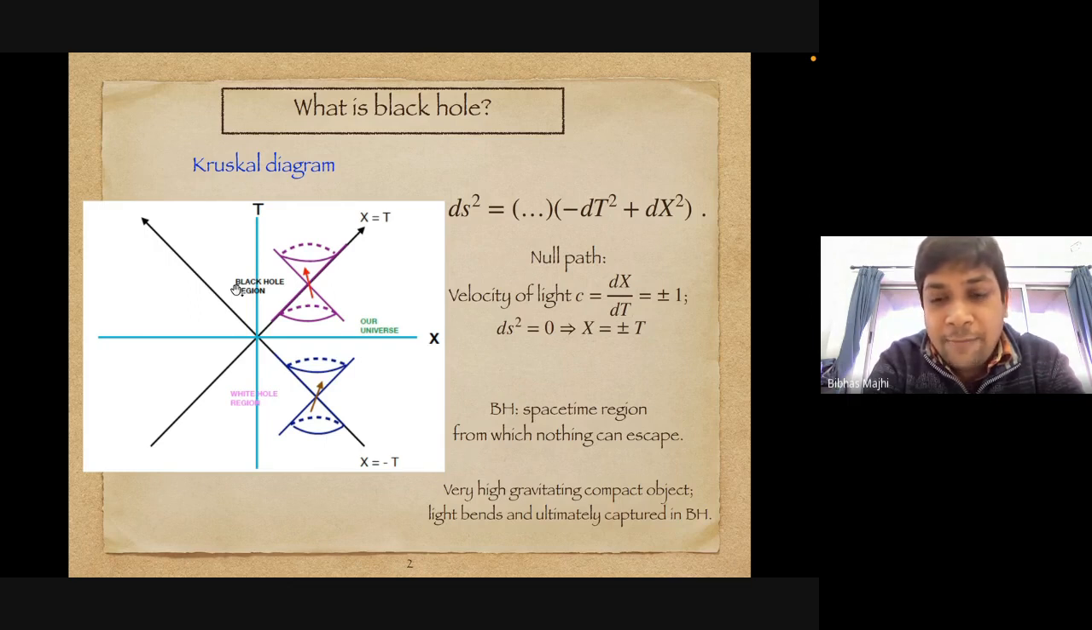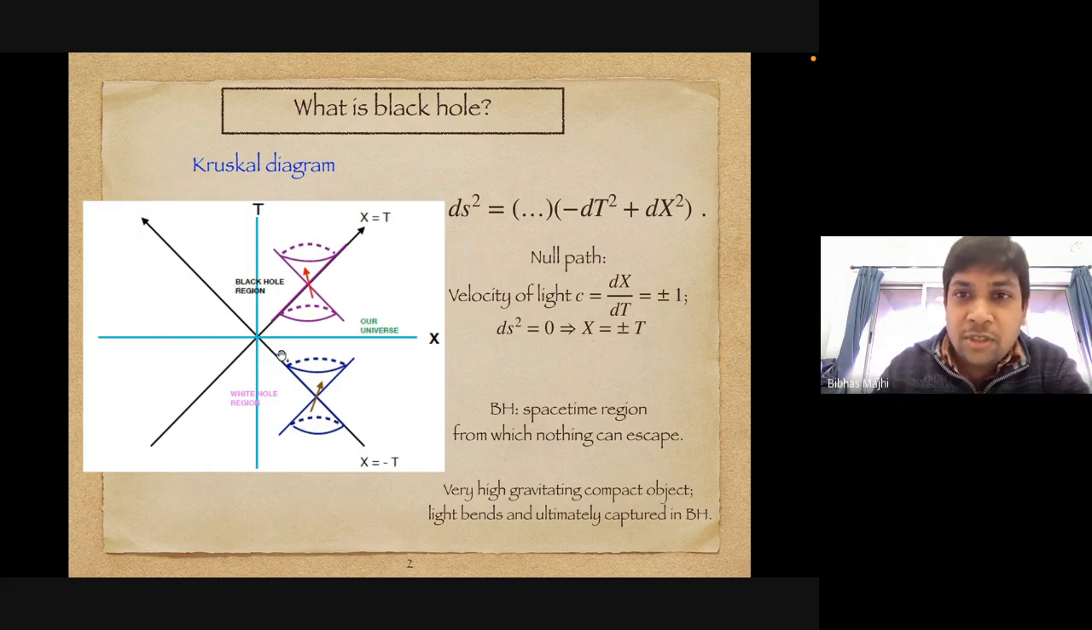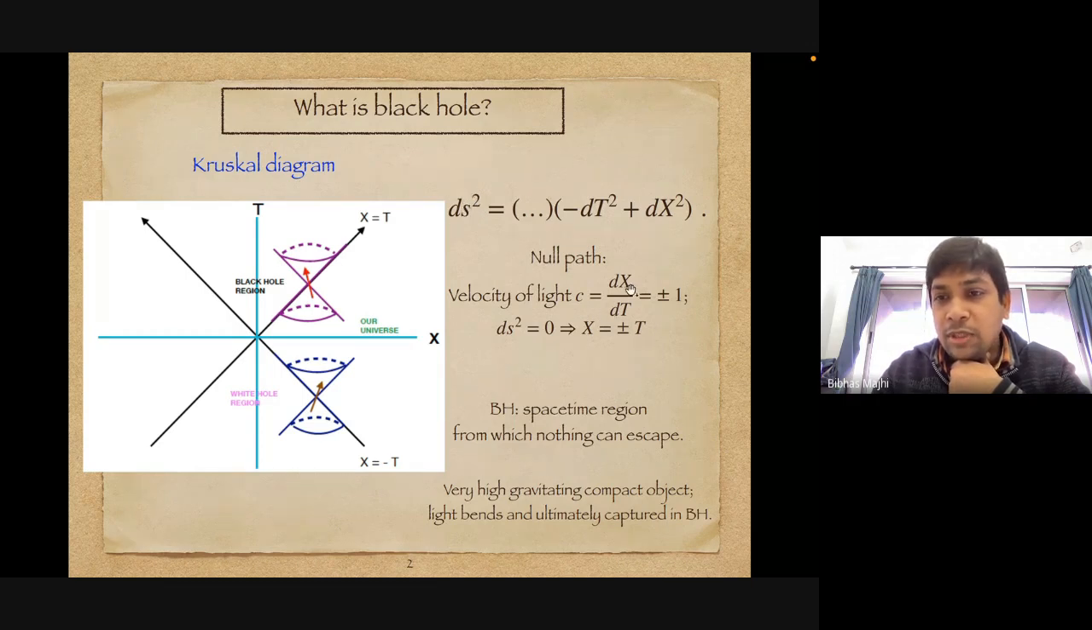Suppose I have a massive object in my space-time, then we know that the space-time interval can be written in some particular coordinates in this form. There is some factor here, which is not important for the moment. Now, if one asks what are the paths of the light rays, then we know that we have to set this equal to zero, and that will give you the paths of the light rays, which are these 45 degree light cones.